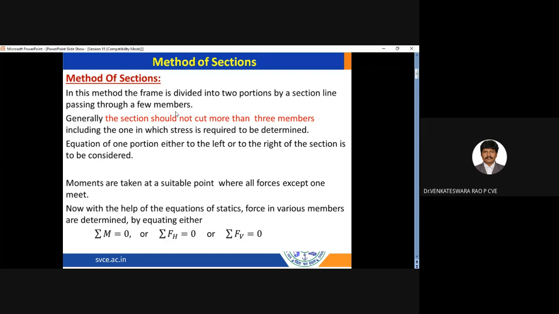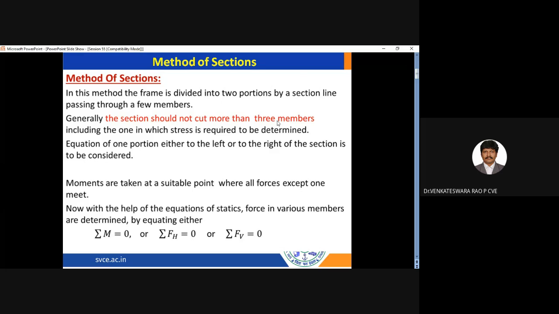There is no attachment. And while you are taking that section line, this is the key point: generally the section should not cut more than three members. This is very important. As in the method of joints, there we have one condition. Do you remember? At any joint, the number of unknown forces should not exceed two. There it is two unknowns, right? In such a way, we will take a joint in the method of joints.